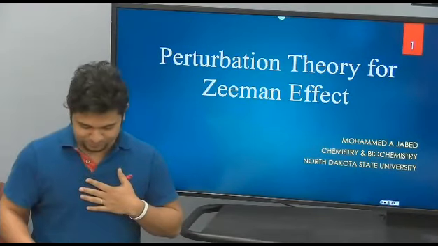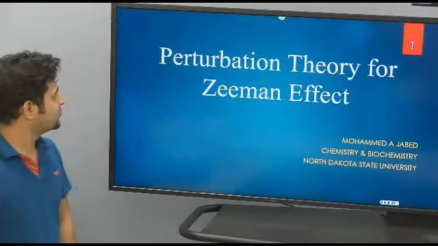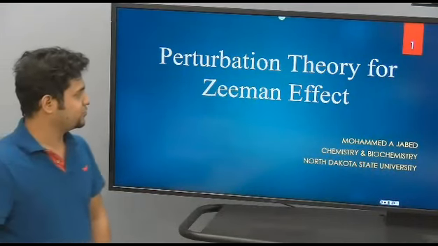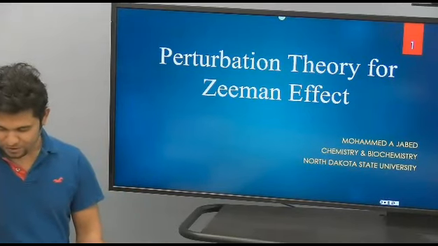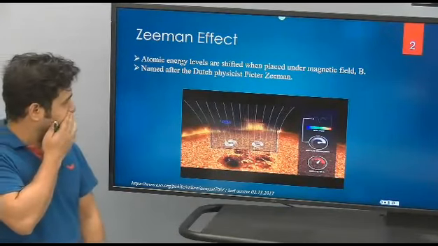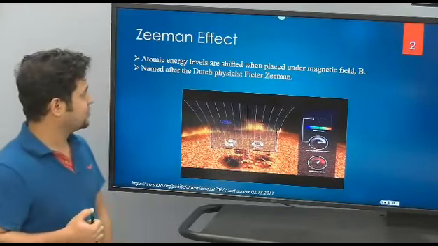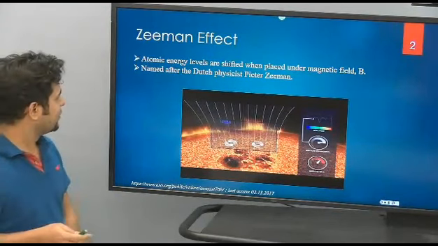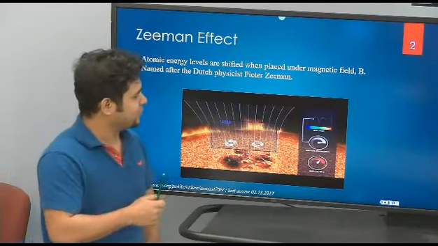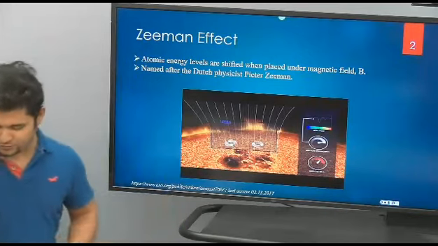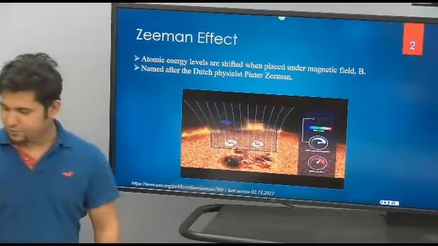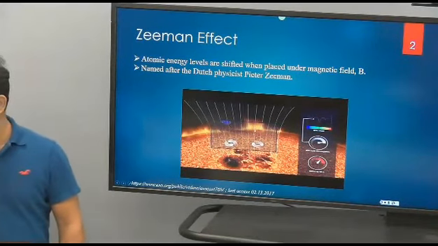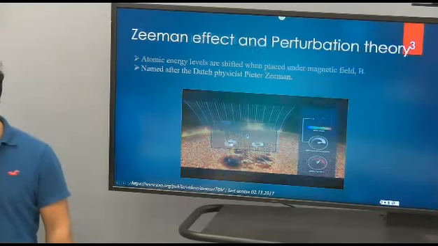Thank you. So I'm Mohammed. I'm talking about the perturbation due to the external magnetic field, known as the Zeeman effect. In the first slide, I'm just trying to define what the Zeeman effect is. It's named after the Dutch physicist Peter Zeeman. I'm trying to put an example of the magnetic field.